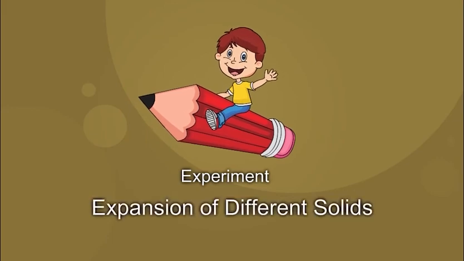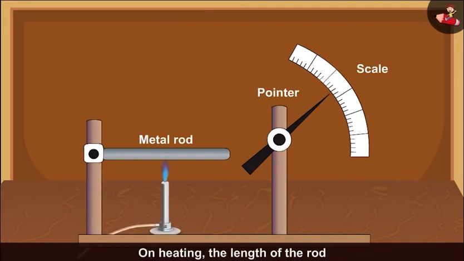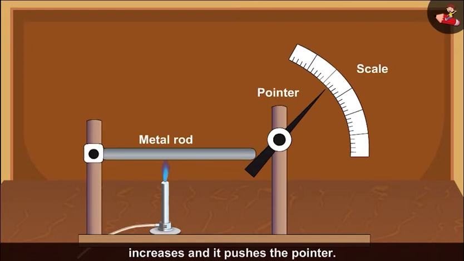Expansion of different solids. Let us take a rod of iron, fix one end of the rod to a support and let the other end be free to expand. On heating, the length of the rod increases and it pushes the pointer. The increase in length can be observed.